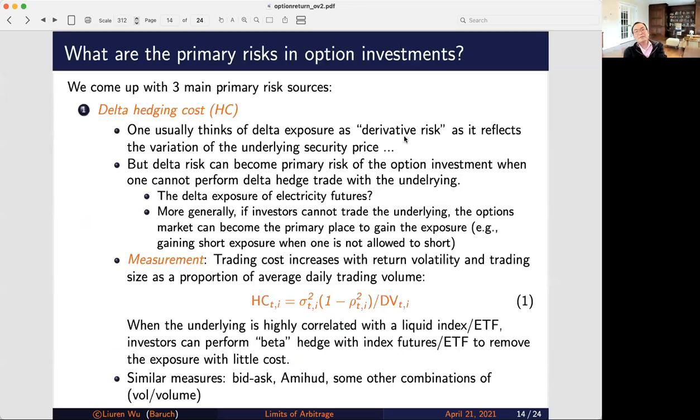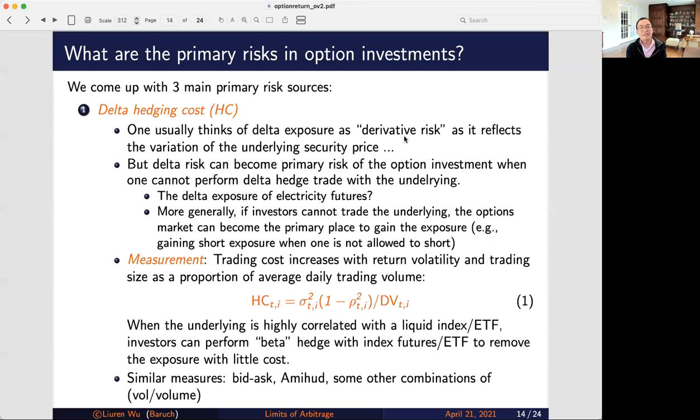So in this paper, we identified 3 types of risks, and, how do you say this, you sort of find more problems than answer the questions, right? Each risk you identify, there are lots of issues with it. For example, we think that delta hedging cost is a primary risk. It's a somewhat weird risk source, but generally you think delta exposure is a derivative risk because you can take the risk from the underlying. But if the hedging cost is very, very high, then the derivative market can also become a primary market for the delta exposure itself.